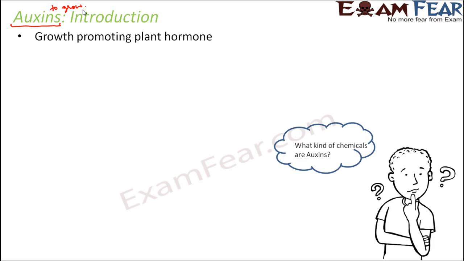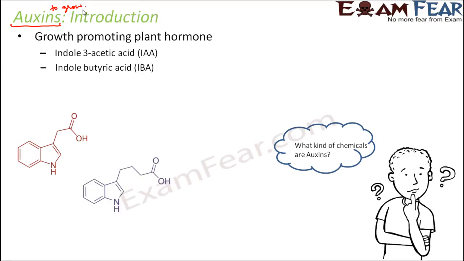Now the question is, what kind of chemicals are auxins? Because just now I told you, these are nothing but chemical messengers or chemical substances which are present inside a plant. So what kind of chemicals are we talking about? If you think of their chemical structures, they are something like this. Indole acetic acid, which is often abbreviated as IAA. You can see their chemical ring structure, how they look.